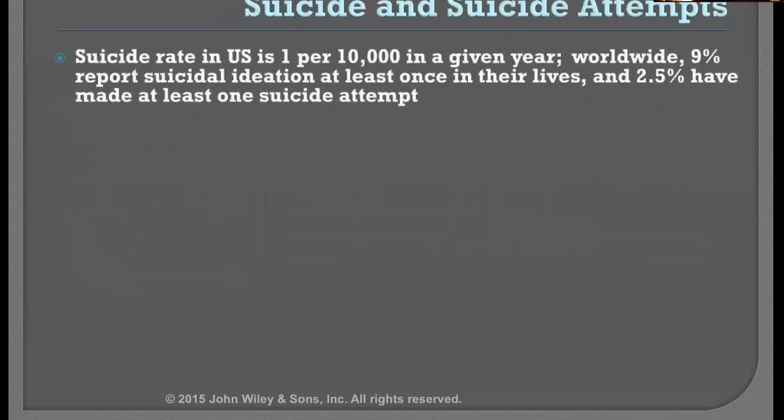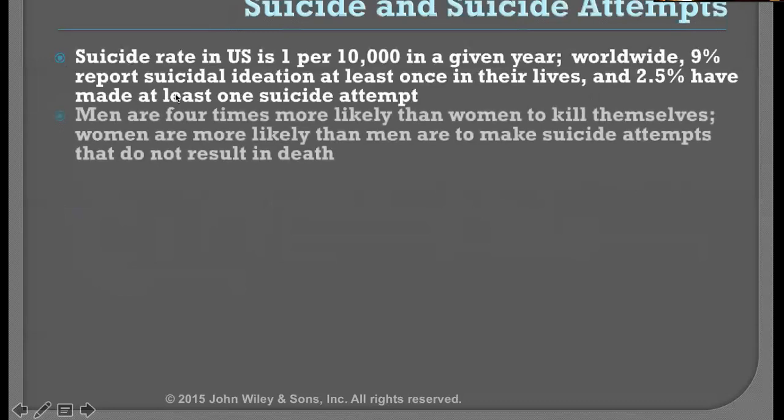All right, rates. In the US right now, the rates seem to be about 1 in 10,000 in any given year, and worldwide. Suicidal ideation is not rare. 9% of folk report suicidal ideation at least once in their lives, and that's worldwide. And 2.5% worldwide have made at least one suicide attempt. So it's a fairly serious problem that we're dealing with.